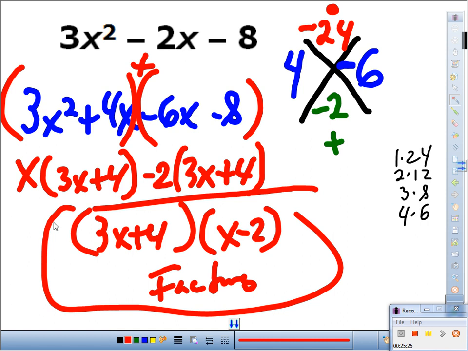Okay, so our homework for tonight is going to be from page 546. Do all of them.